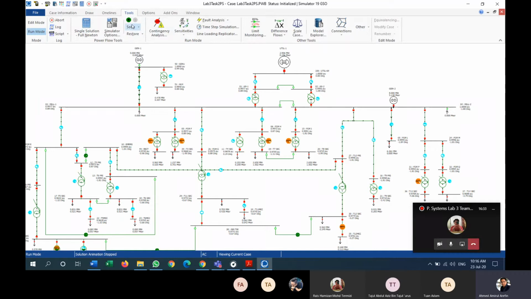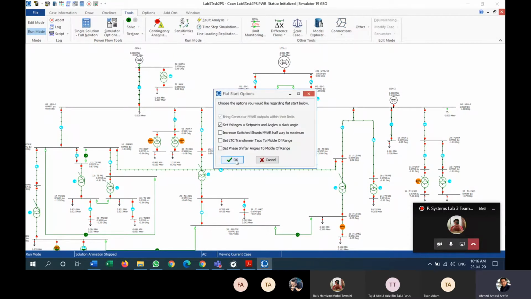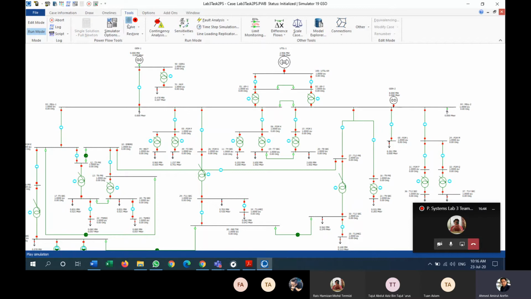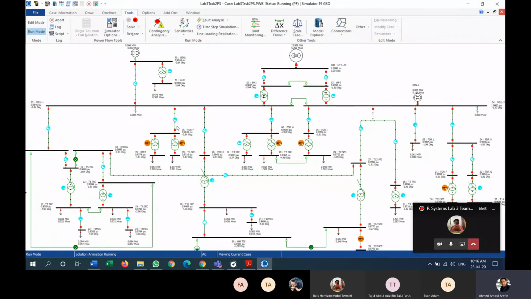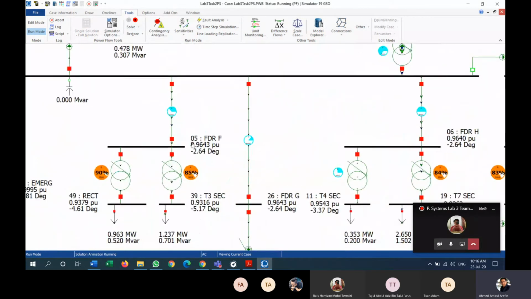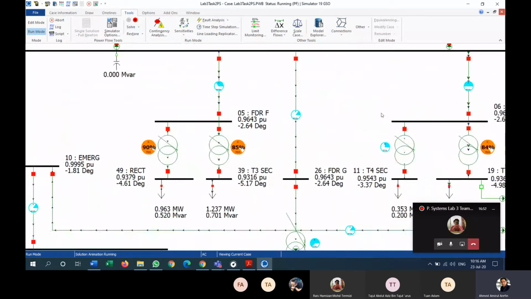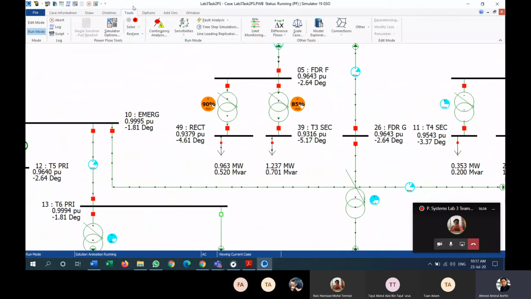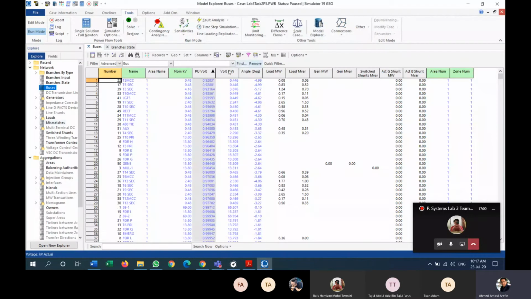Before that, I'm deleting all the data, so I'm starting from the reset. Now start. You see the power flow is going on. So now let's analyze. We have lots of buses which are experiencing very low voltages, less than 0.95.